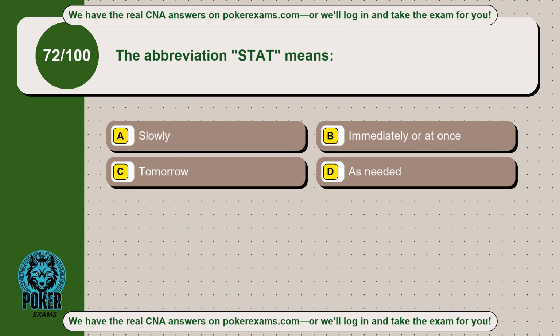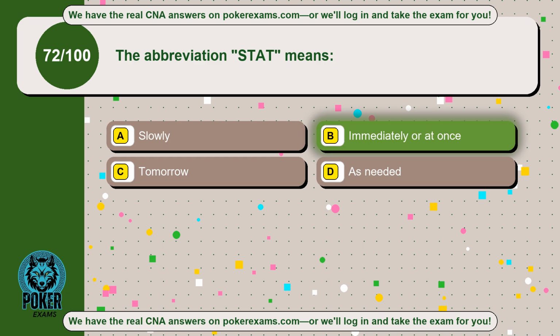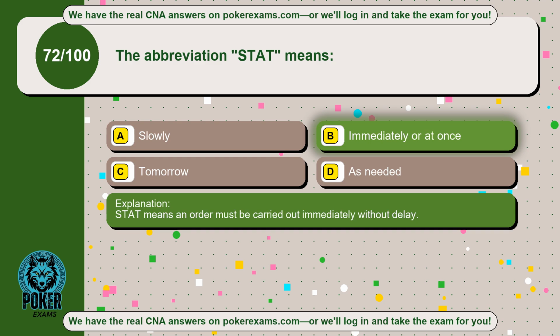Question 72. The abbreviation STAT means: Option A, slowly. Option B, immediately or at once. Option C, tomorrow. Option D, as needed. The correct answer is option B, immediately or at once. STAT means an order must be carried out immediately without delay.